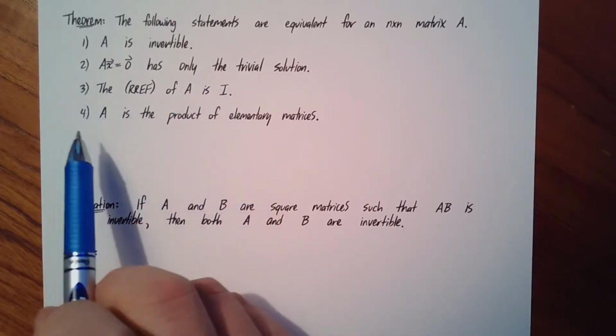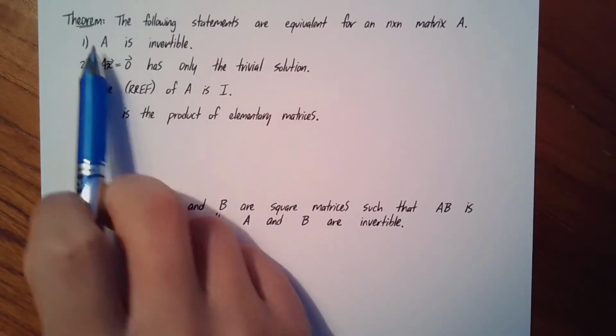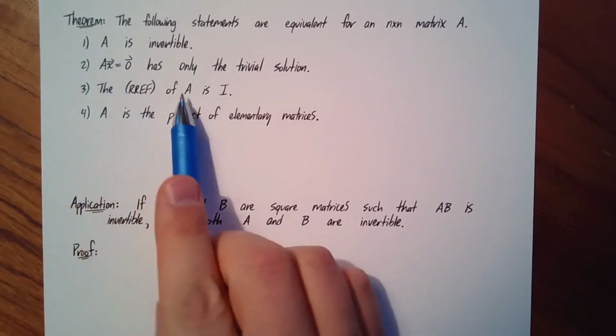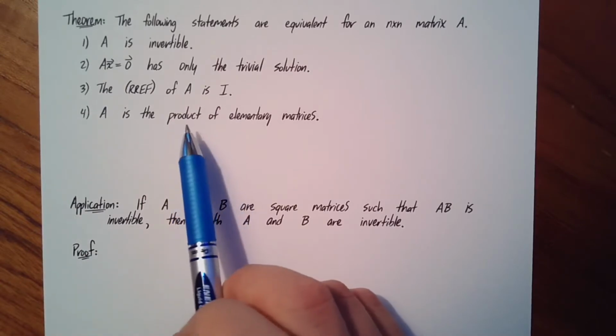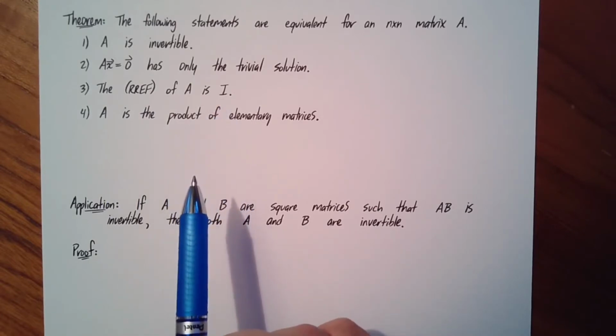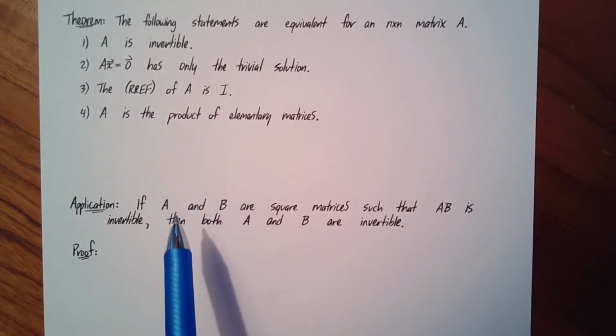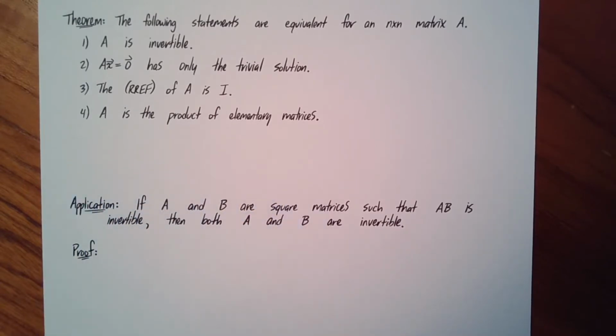Okay, the third statement is that the reduced row echelon form of the matrix A is the identity matrix. So that's another thing that's true about invertible matrices. If your matrix A is invertible, its reduced row echelon form is guaranteed to be the identity. If the matrix A is not invertible, then the reduced row echelon form of that matrix is not going to be the identity. So number 3 is a useful statement as well. We actually took advantage of that, as well as the fourth statement, when we developed the inversion algorithm.